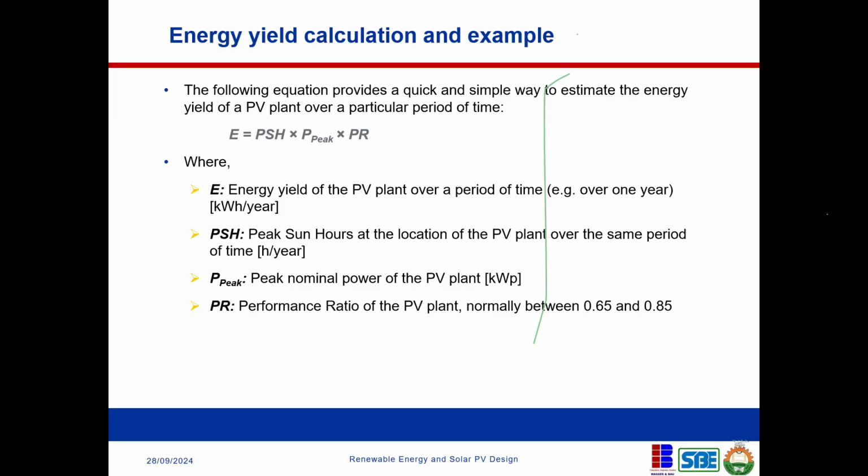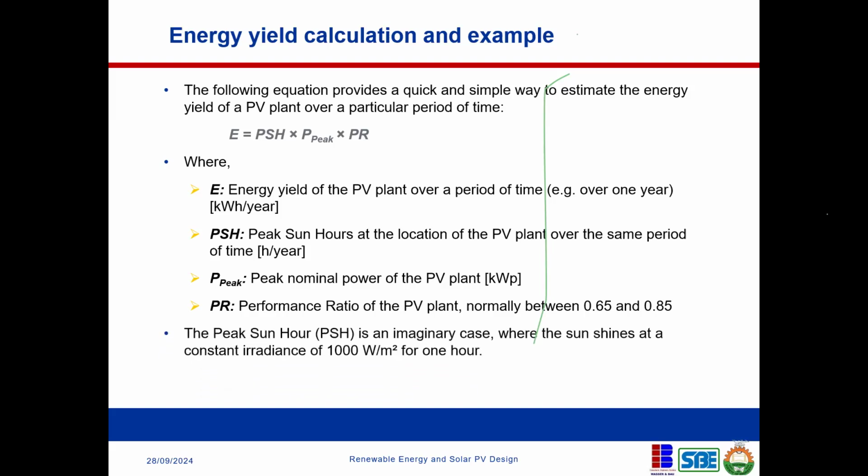So where E is the energy yield of the PV plant. What you're actually trying to calculate is the energy yield of the PV plant. Now, peak sun hour of the location of the PV plant over the same period of time is in hours per year. Now, the peak is the nominal power of the PV plant, which is the kilowatt peak. The performance ratio, I've also explained this. So this formula is very simple and basic, and I want to believe that you understand all this terminology. If not, I will still explain peak sun hour.